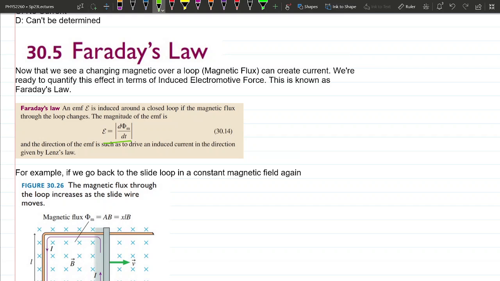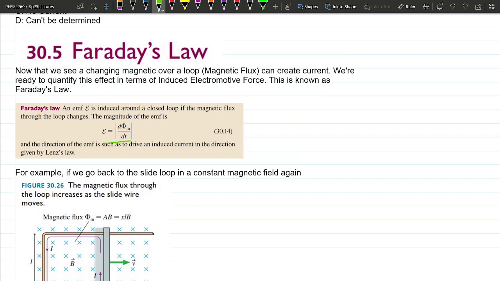Faraday's law states that if you have a changing magnetic flux, the magnitude of that change over time tells you exactly what the induced EMF is. How big of a battery can you make by just changing magnetic flux? Of course, magnetic flux is more complicated. It has this integral of B dot dA in there.